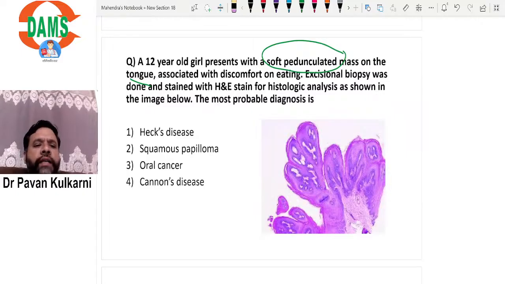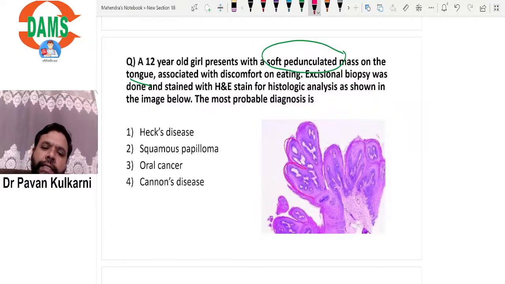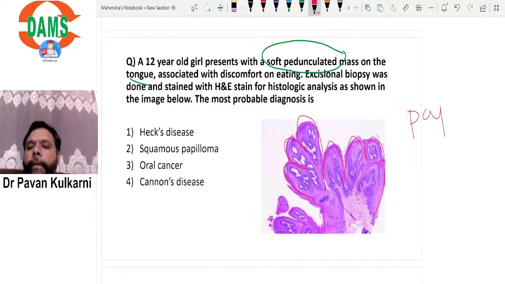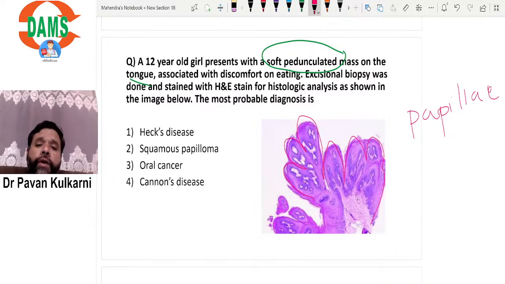An excisional biopsy was done, and this biopsy was stained with H and E, hematoxylin and eosin stain, and the image is given below. What is the probable diagnosis? See what you can see here in this image. I'll highlight it with a red color. There is something like this, something like this. You can note here, these are nothing but papillae. So we have papillae which are finger-like. You can see they are finger-like.